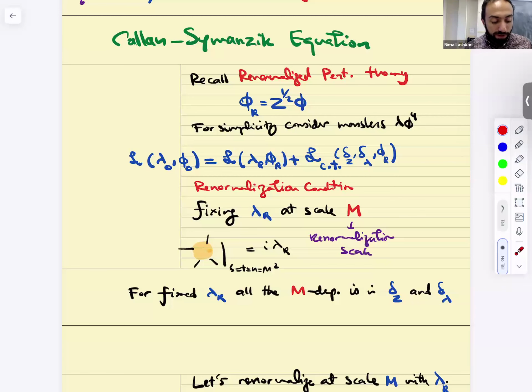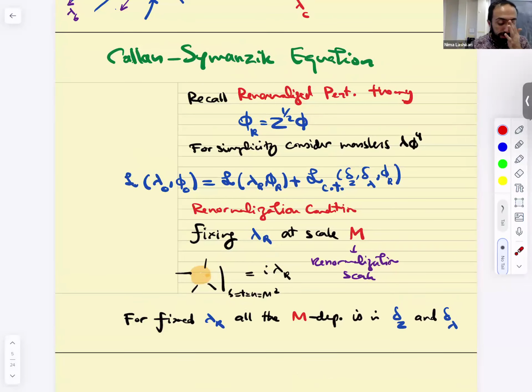All right, so there was a question regarding renormalized perturbation theory, and I'm just going to go through that Callan-Simanzik discussion a little bit slower. So recall how we did renormalized perturbation theory. I think phi naught was Z^(1/2) phi_r. Yeah, that's how I defined it. So this is the bare field, Z is the wave function normalization introduced by hand, and this is some renormalized field.